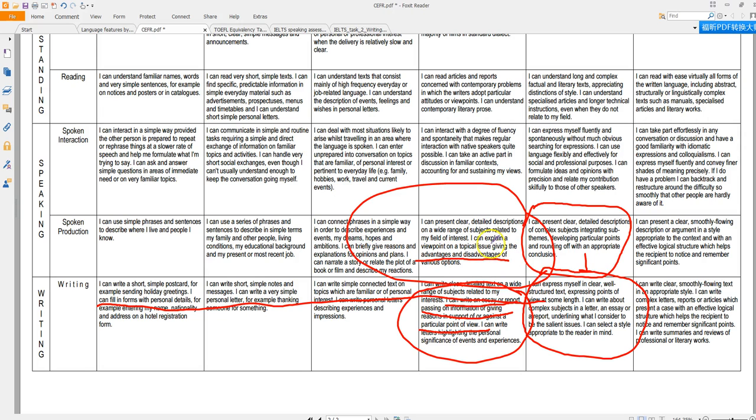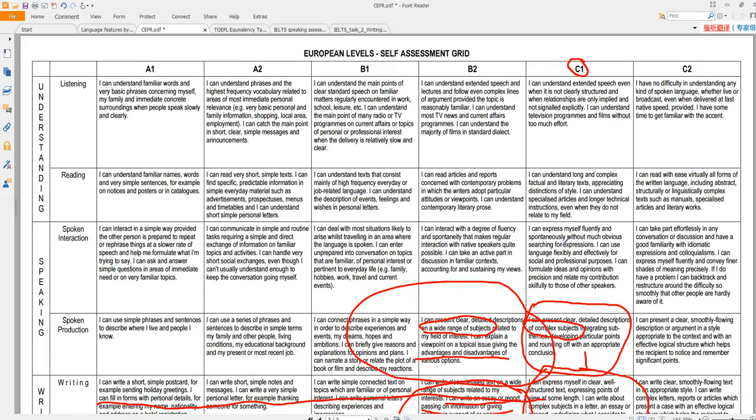I can explain a viewpoint on a topical issue. I can present clear, detailed descriptions on a wide range of subjects. Clear, detailed descriptions of complex subjects. So you can see how this matches. This is why the examiners want you to show them certain things in order to get a particular score. So, as I keep saying, grammar and vocab are very important, of course, indeed so, but it's only half of the story.